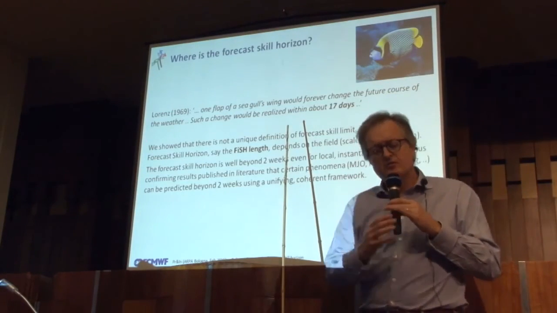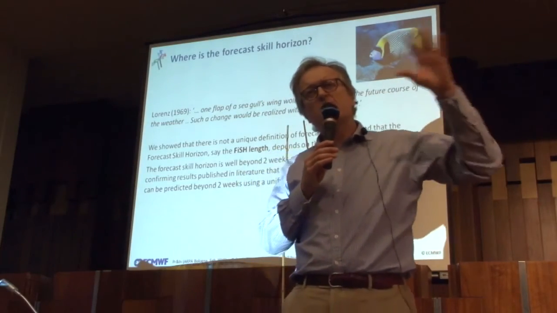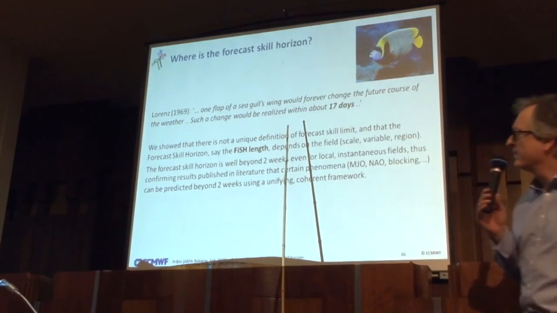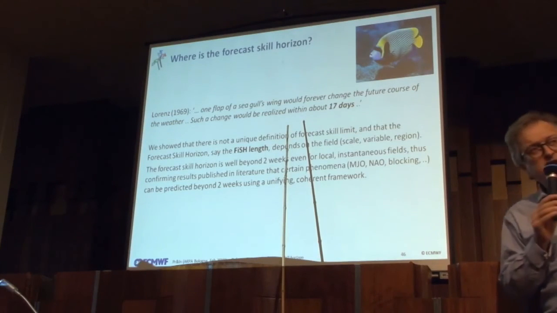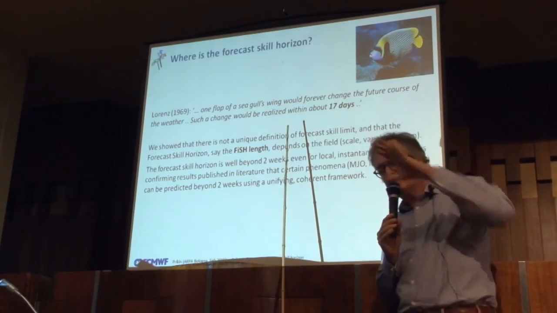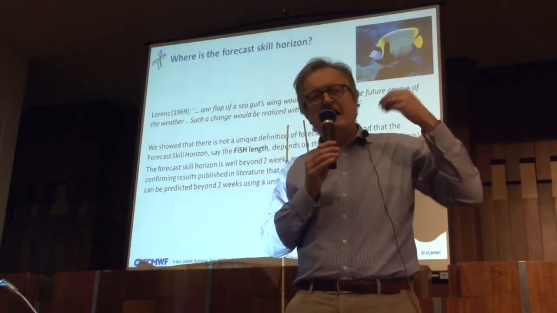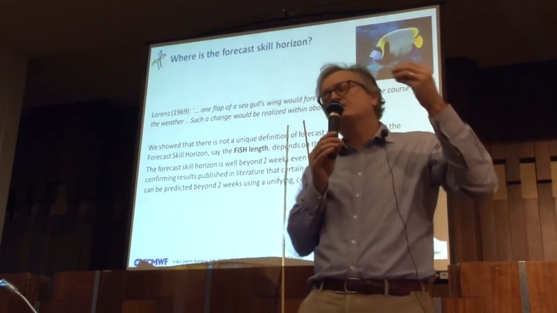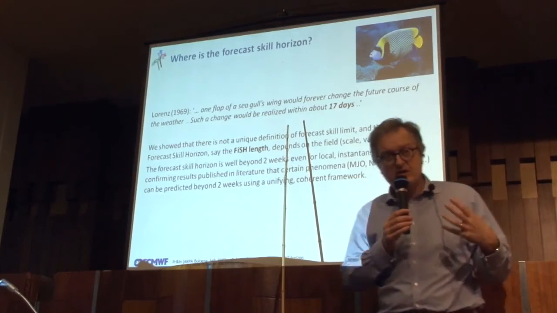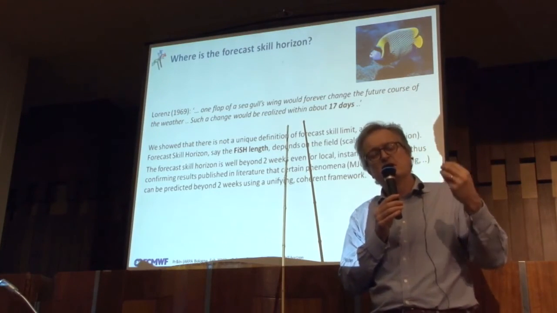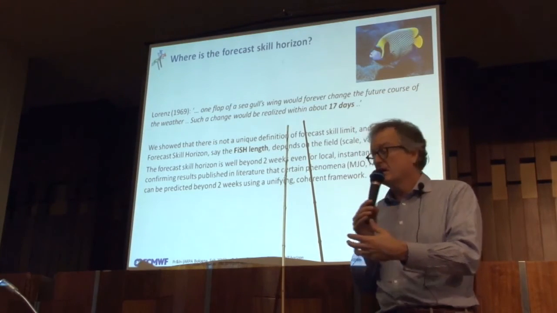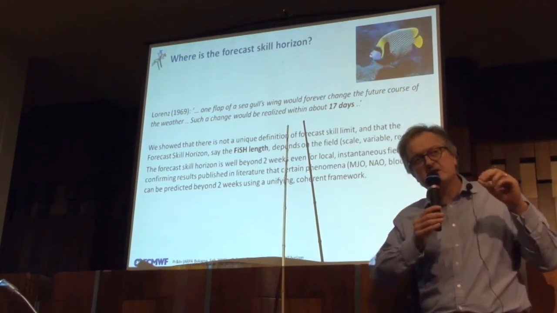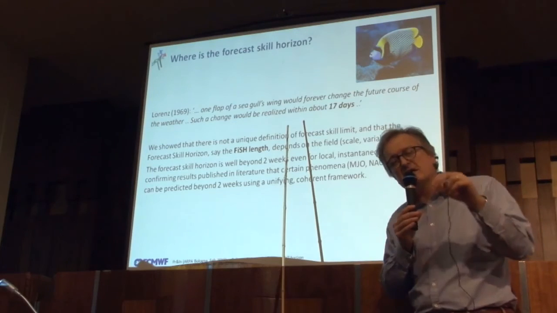Right, so to wrap up what I said, if we go back to 1969, one flap of a seagull's wing would forever change the future course of the weather. Such a change would be realized within about 17 days. Well, these statements were made using analyses from ECMWF, which were generated using the model at that time, a model that was low resolution and didn't simulate the same processes as today. They were based on looking at the scale of forecast error done using that model.